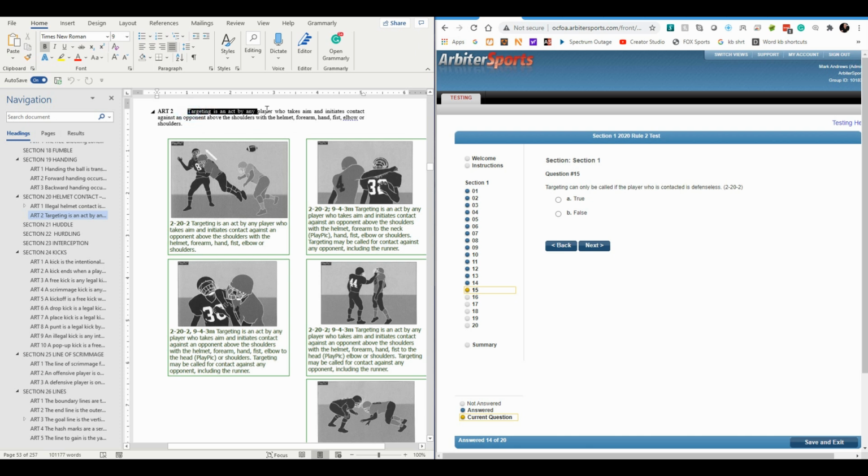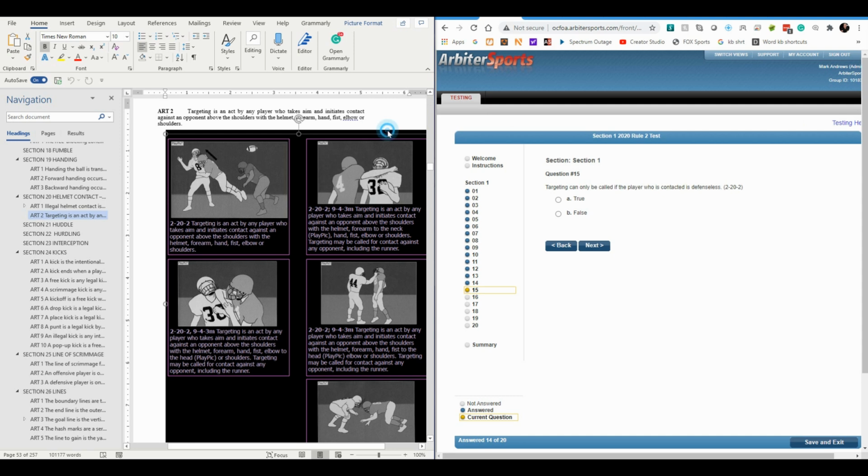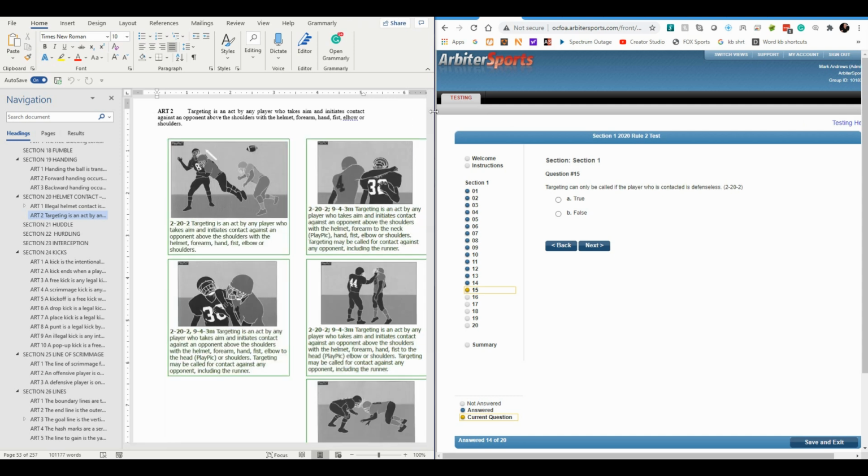Targeting is an act by any player who takes aim and initiates contact against an opponent above the shoulders with the helmet, forearm, hand, fist, elbow, or shoulders. Basically, any contact above the shoulders could be considered targeting. So you don't see the word defenseless in that definition at all. They do not have to be defenseless.